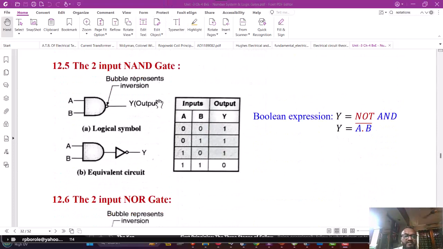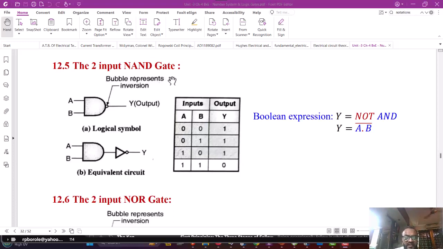Now the next gate is the universal gate. This gate can be derived from basic gates only. The two input NAND gate now. The minimum number of inputs is 2 and there is a single output.